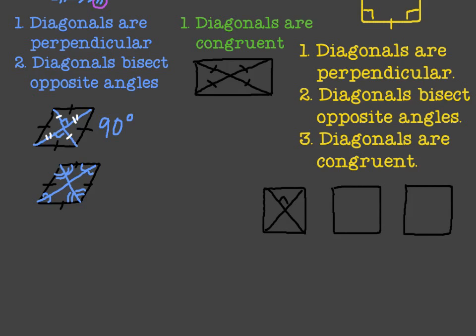The diagonals bisect opposite angles, so just like what happened in a rectangle, they bisect these angles. So this angle is congruent to this angle, and these 2 angles are also congruent to each other. So all 4 of those angles are congruent. And the diagonals are also congruent. So this line is congruent to this line, and these lines then are all congruent to each other.